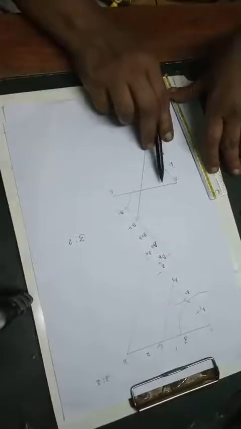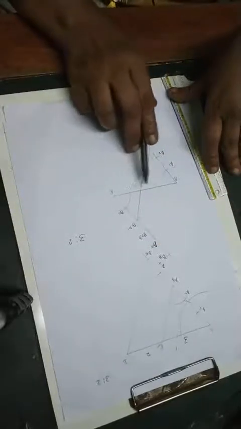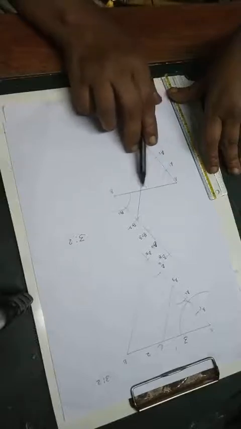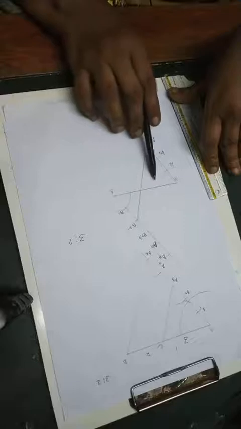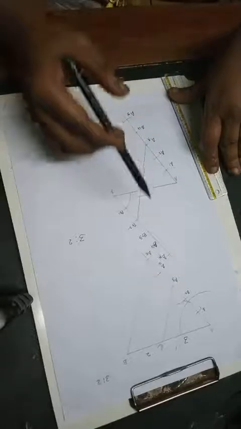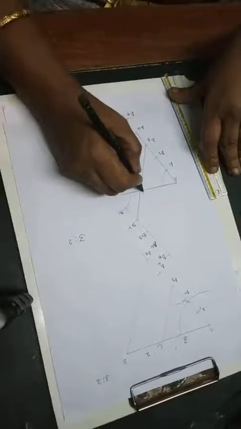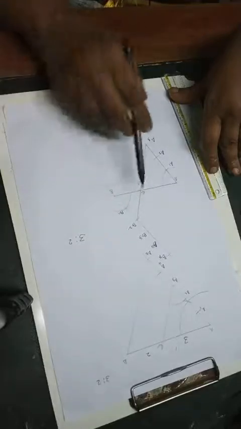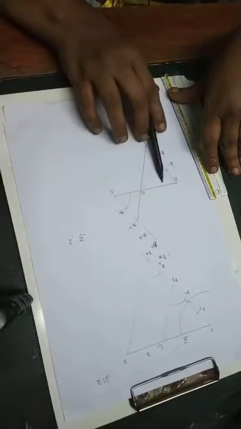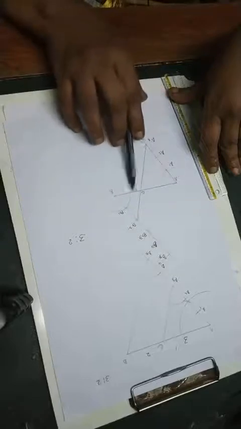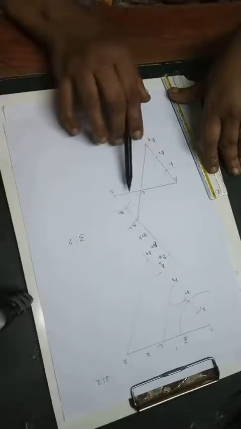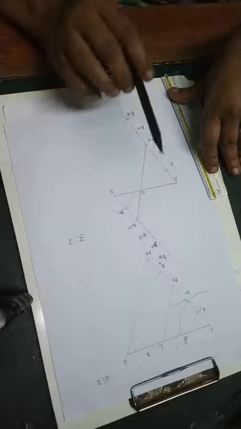Now look, this will be in the ratio 3:2. This part is bigger, this part is smaller. So it is in the ratio 3:2. Mark that point C. So AC will be 3 by 5 part of AB and BC will be 2 by 5 part of AB.